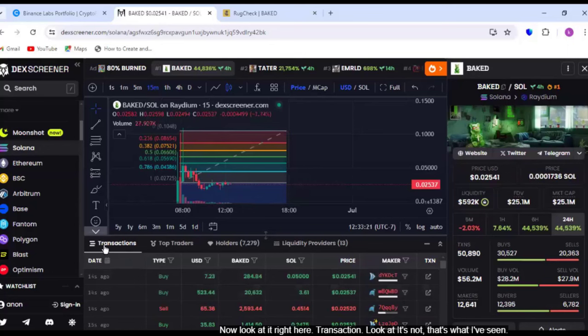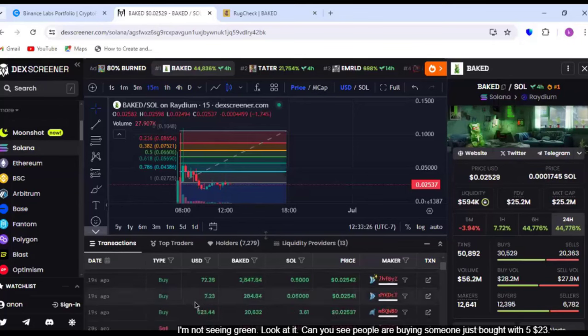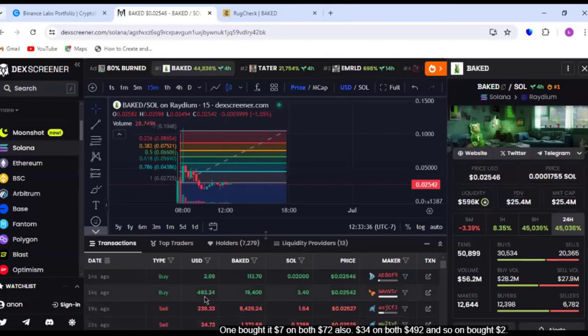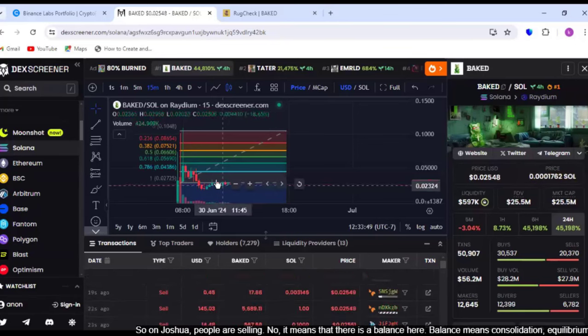Look at it on transaction. What are you seeing? Are you not seeing green? Look at it here. Can you see? People are buying. Someone just bought with $523. Someone bought with $7. Someone bought with $72. Someone sold $34. Someone bought $492. And someone bought $2. Now, these are the buys that are coming in. Okay, look at a very big buy. Someone just bought with $1,000. Someone just sold. People are selling.